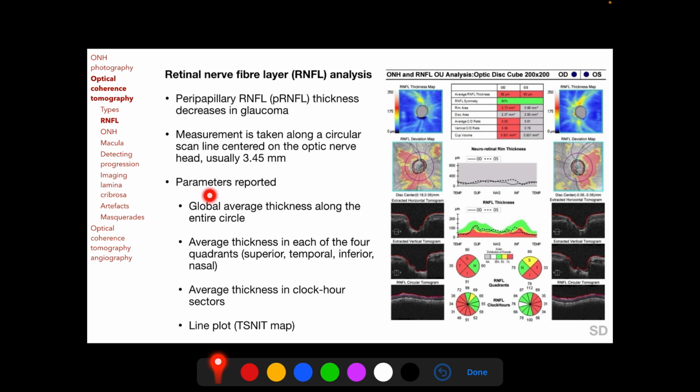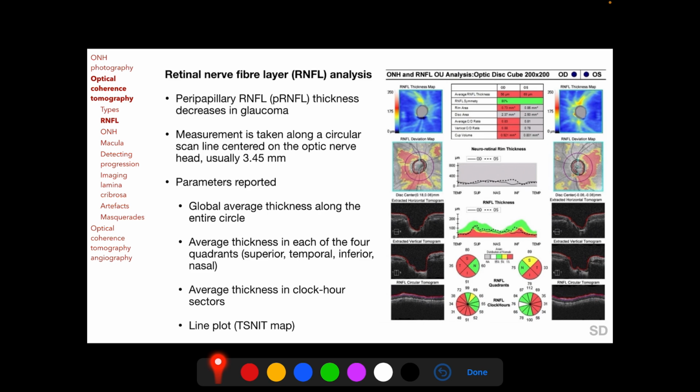And the parameters mentioned in the report of RNFL analysis include the global average thickness of the RNFL along the entire circle, and in the report from the series we find it here, and the values are marked in red, as shown here in this figure, when the values deviate significantly from the normative data.